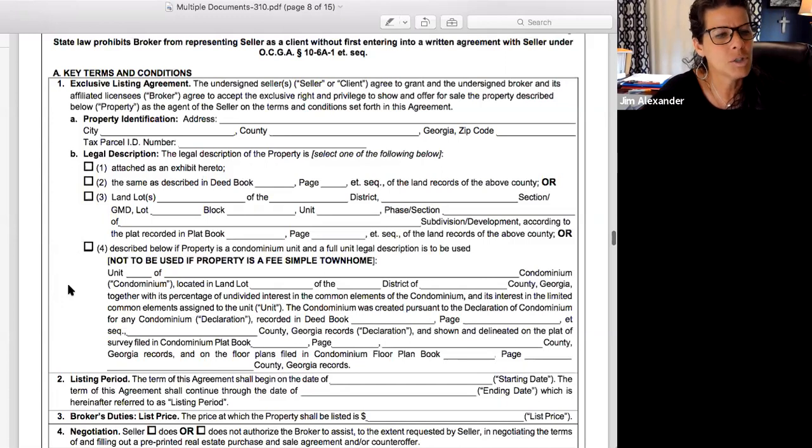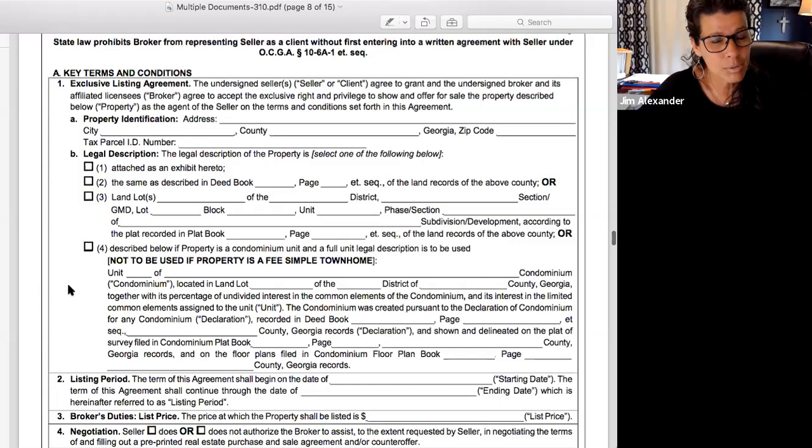And the difference is you would only fill out section 4 if this is a condominium. And if you see right there in bold, not to be used if property is a fee simple. If it's fee simple, you pick 1, 2, or 3. If it's a condominium, you pick number 4.